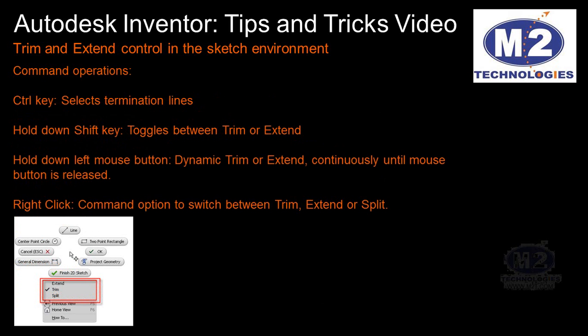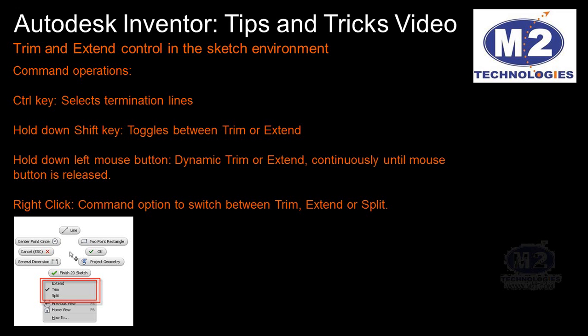So what did we cover? The command operations that we have available. So the control key. The control key is going to select the termination, either to trim in between or to extend a line to. So for trim, we need two selections. For the extend, we just need one.